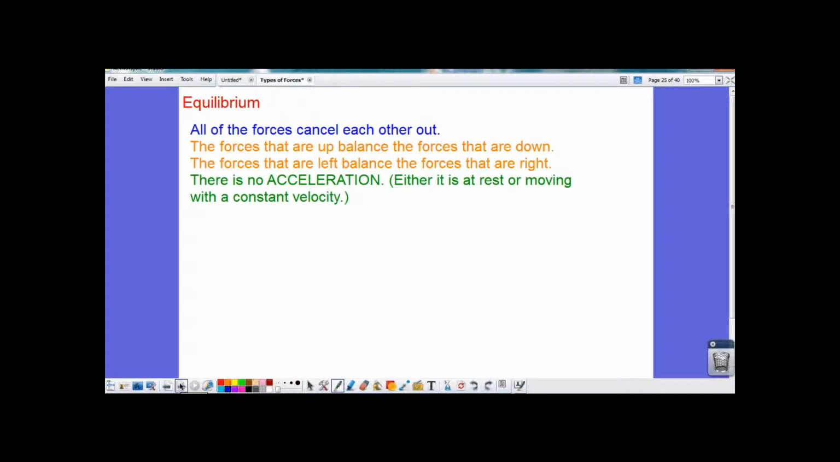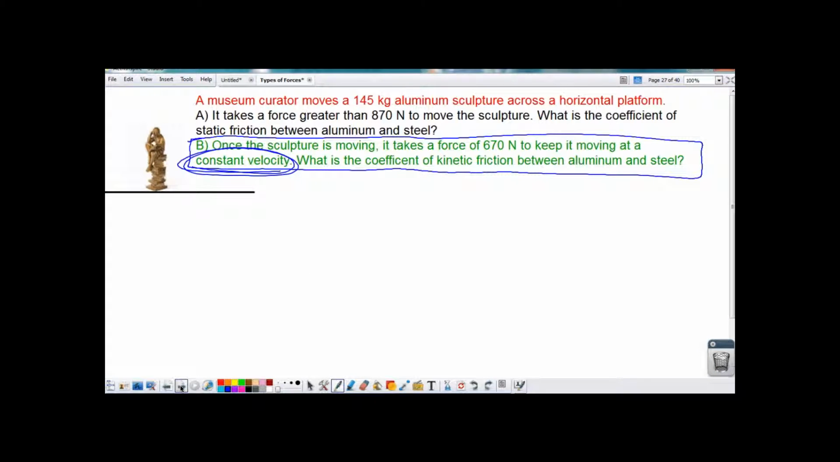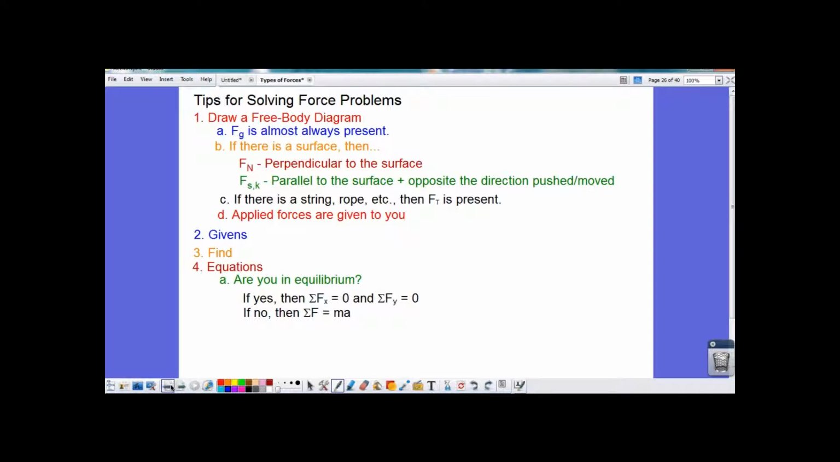So let's quickly look at equilibrium. It says all the forces cancel each other out. The forces up balance the forces that are down. There is no acceleration at rest or moving at a constant velocity. That means this is an equilibrium problem, so we're going to solve it like an equilibrium problem. Let's go ahead and look at our force tips.